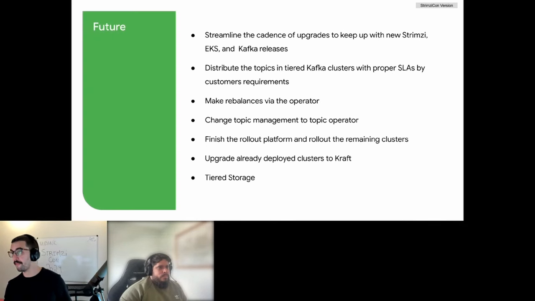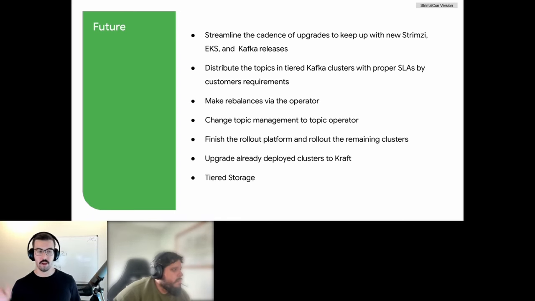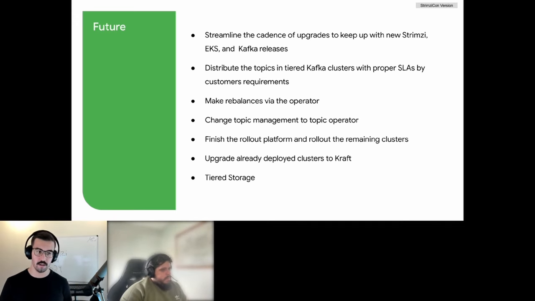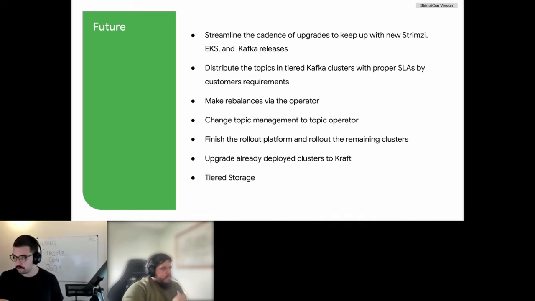For the future, we expect to streamline the cadence of upgrades to keep up with Strimzi, EKS, and Kafka releases, basically upgrading at least every year. We're going to distribute the topics in the different Kafka flavors in a way that we can provide strict SLAs for topics that are low latency, like Pix, and keep the heavy lifting topics with tens of megabytes per message in separated places. We plan on starting to use the operator to rebalance things.